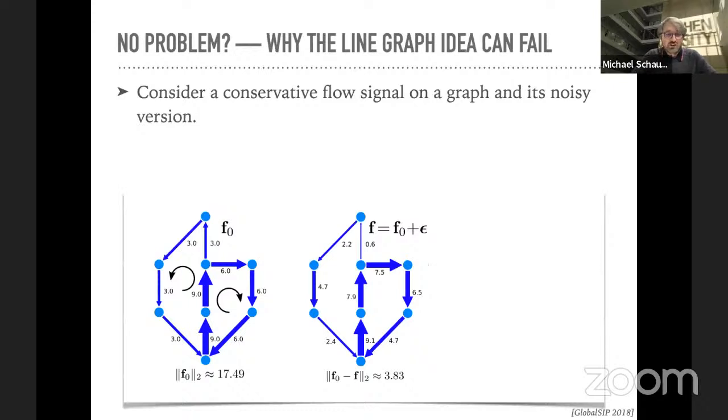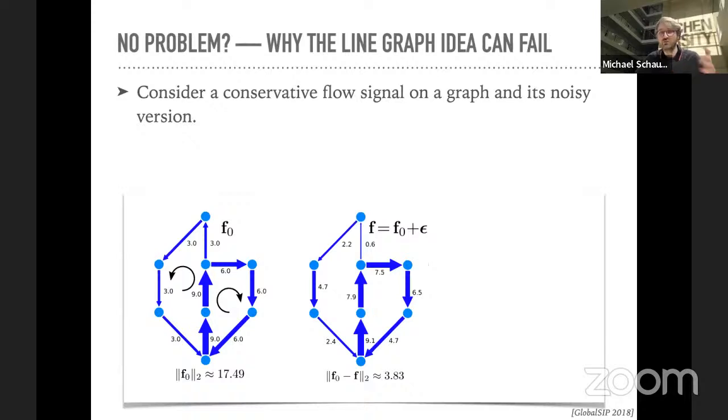Okay, so we're considering here a flow, and this is important in the following. So we have a signal that's a flow, and then we make it a conservative flow. This is a nice little toy example here. So everything that goes into a node comes out, right? So we have flow conservation. Now I'm going to add a little noise everywhere. So this looks a bit jumbled up. Okay, not perfectly conservative anymore. But now I want to estimate the original F0.